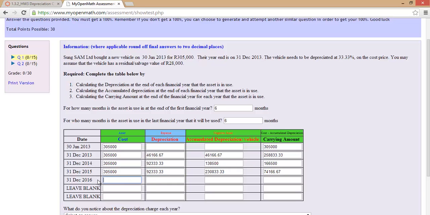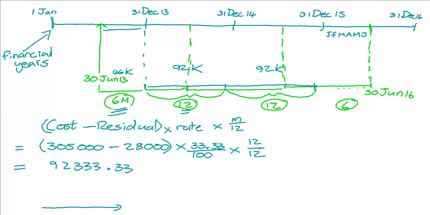Alright, our last financial year that we need to record depreciation for, or in which we will actually use this asset and have a transaction for that usage, is ending on 31 December 2016. The cost price is still the same. My depreciation in the last year, however, how many months did I use this asset in the last year? We've seen here that last year we used this asset for 6 months. So this formula here, again, it's this part only that's going to be changed from the 12.